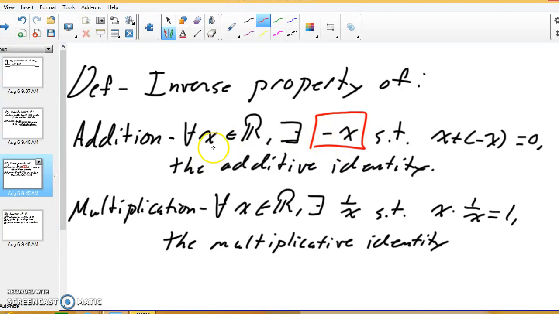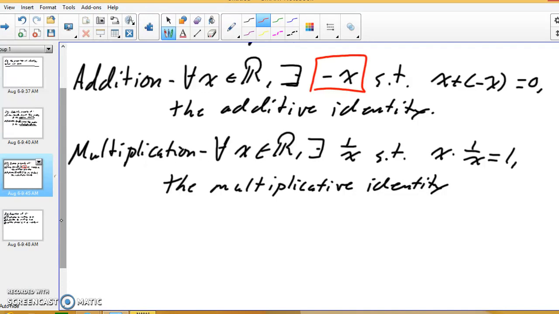Say, for example, your x is 1. Your inverse of 1 would be negative 1 because 1 plus negative 1 would be equal to the additive identity. Similarly, if you had 2, its additive inverse would be negative 2 because 2 plus a negative 2 is equal to 0. So again, there's only one additive identity, but there is a different additive inverse for every single number.